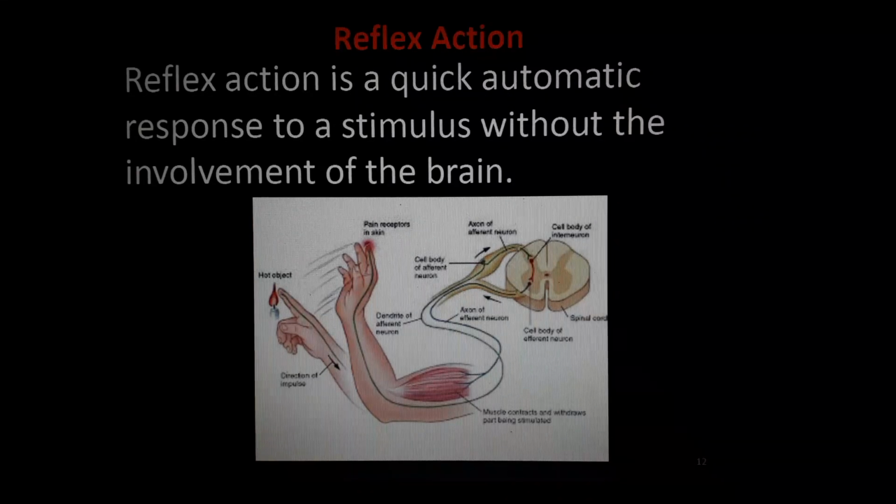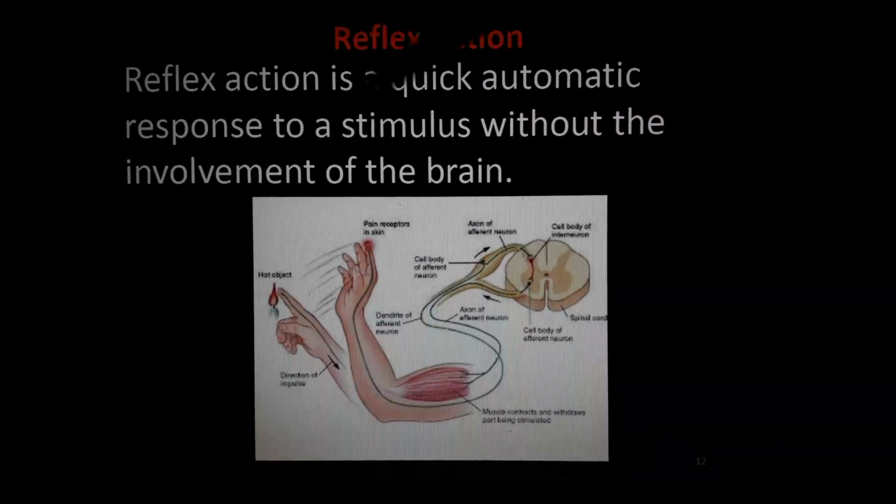The class teacher takes the decision. Okay, sprinkle some water in the face of that student. Okay, do not write this as an example for exams. You won't get any mark for that. But to understand, this is a good example, isn't it? So that is called reflex action.